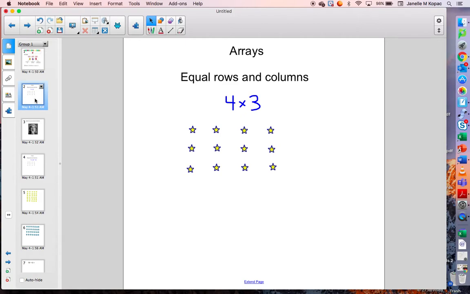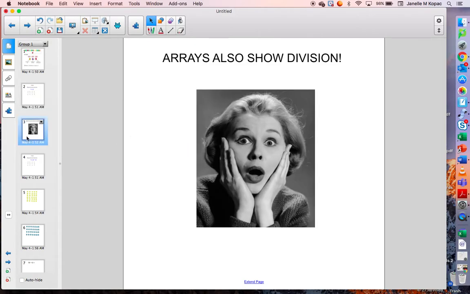So I want to remind you about arrays. We made arrays back when we were first learning about multiplication. For example, when we were first learning how to do 4 times 3, we would make an array. We would make a row of 4, and we did that 3 times. So an array helped us figure out the answer to a multiplication problem, because after we made those rows of 4, we added them all up to find that there was 12 altogether. But did you know that arrays also show division? Shocking, right? Pretty cool. Let me show you how.